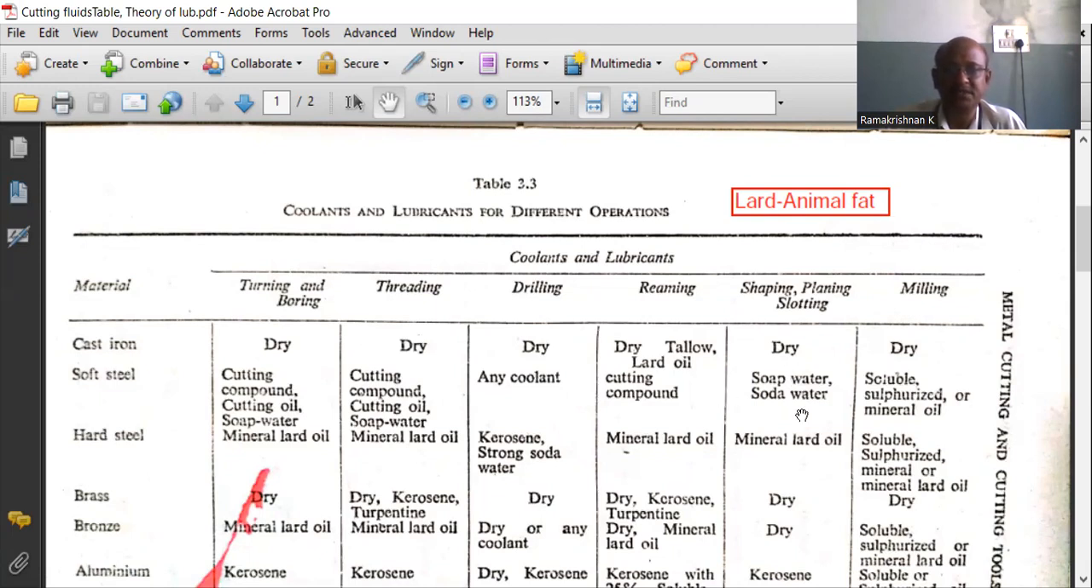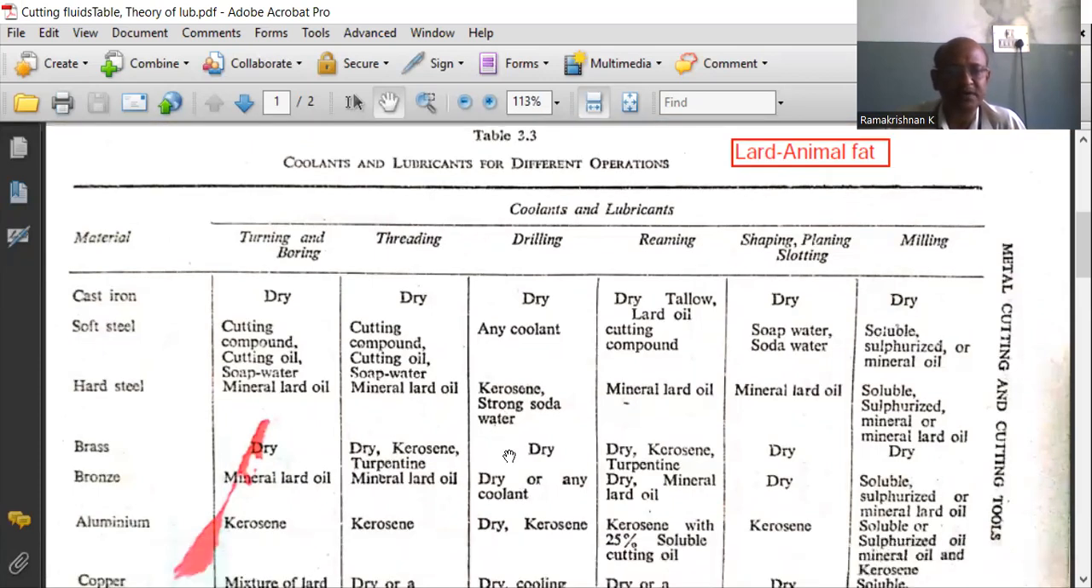And in planing and slotting operations, while machining the soft steel, it requires soda water as a lubricant. Again, hard steel. In the hard steel, the mineral lard oil can be used, and for drilling operations, kerosene also can be used.